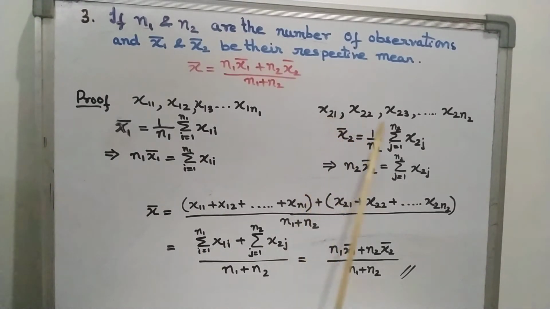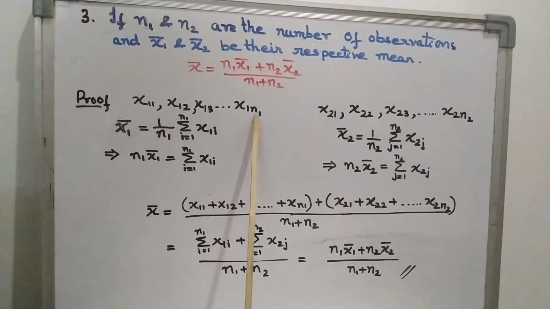Similarly, we can represent the variables of the second series as x21, x22, x23 up to x2n2, because n2 observations are there in the second series. So x2 first means second series first item, second series second item, second series third item, and the last one is the second series last item. So these are the two series.